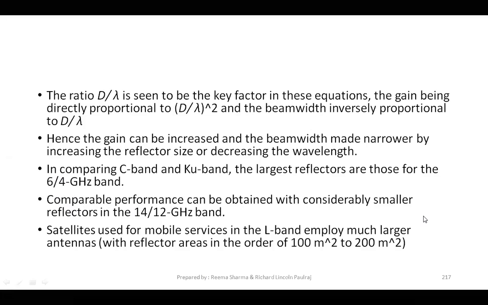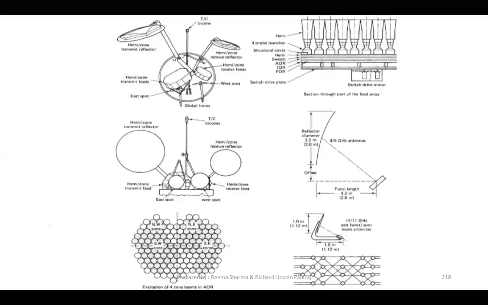Comparable performance can be obtained with considerably smaller reflectors in the 14/12 gigahertz bandwidth. Okay, so if we consider this 14/12 gigahertz bandwidth, then it is going to be smaller reflectors. So as your frequency increases, your reflectors become small. If your reflectors are bigger, then your frequencies are lesser. Okay, so that's inversely proportional. Satellites used for mobile services in the L band employ much larger antennas in fact. So those which are in the L band, the reflector areas are 100 meters square to 200 meters square. So which means as your frequency reduces, your antenna's size will start increasing.